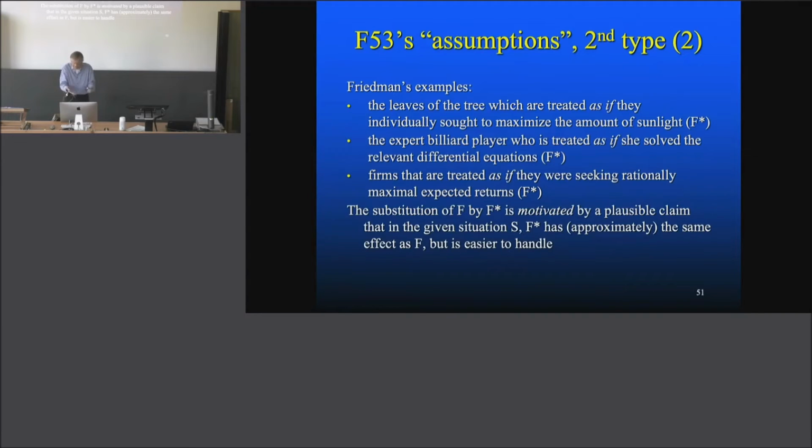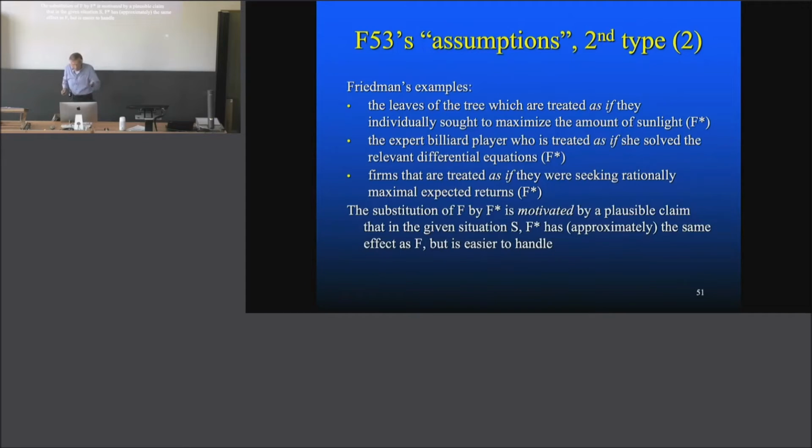I mean, it's in Friedman. I didn't invent that, right? The substitution of f by f star is motivated by a plausible claim that in the given situation, f star has approximately the same effect as f, but it's easier to handle, right? For the economist, easier to handle. So you say, okay, I treat the expert billiard player as if she was rationally calculating, and then I've got the instrument to predict what she's going to do, right? I don't know how she's calculating it, but I can calculate it by physics and then predict what she's doing.